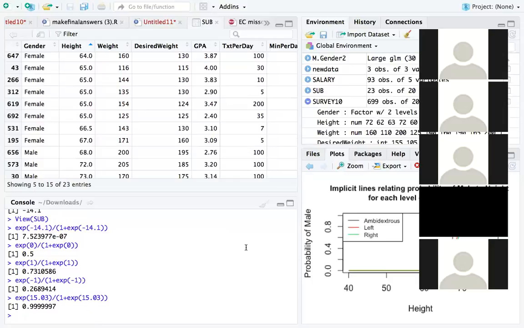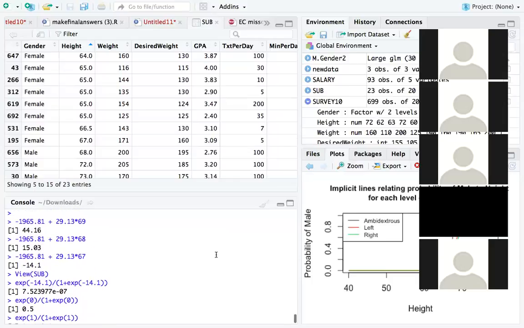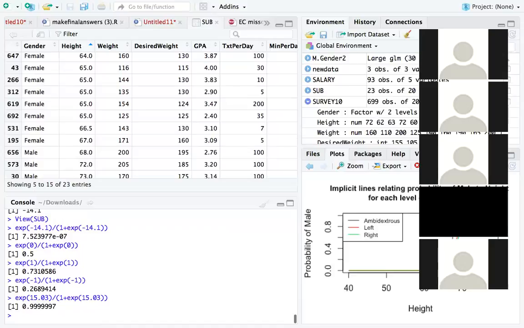Because this is someone who was, how many inches tall were they? 68 inches tall, which is if we trace up right here. So what is this going to return back now? It's going to return back basically 1, because it's a very, very strong relationship. It basically says you're certain these people are male and you're certain these people are female. Does that make sense?